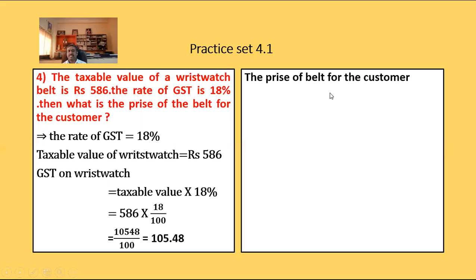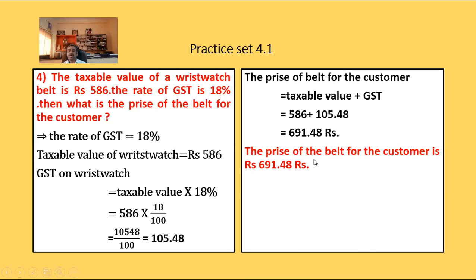The price of a wristwatch for the customer is equal to taxable value plus GST. 586 plus 105.48 is equal to 691.48 rupees. This is the price of belt for the customer, rupees 691.48.